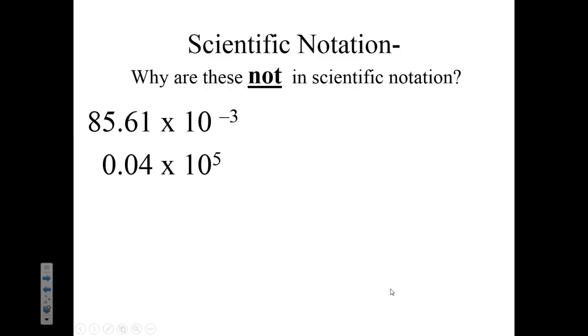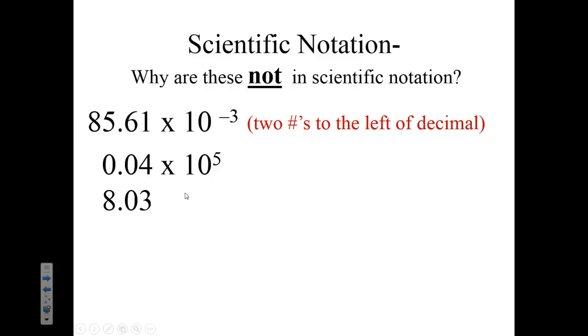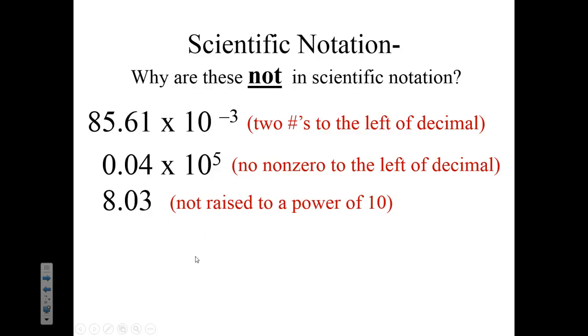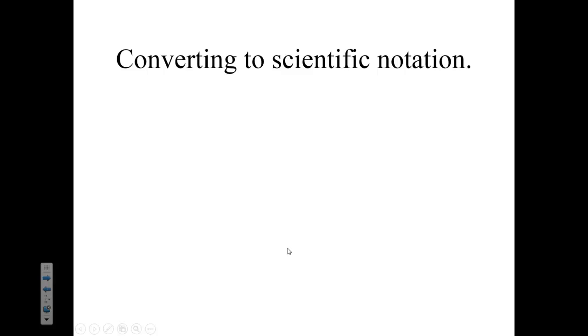These numbers, however, are not written in scientific notation. Can you see why? Let's look at this first one. In this first one, there's two numbers to the left of the decimal, not one non-zero number to the left of the decimal. In this next one, we don't have a non-zero to the left of the decimal, and then in this last one, it's just not raised to a power of 10. So these three numbers here are not written in scientific notation.